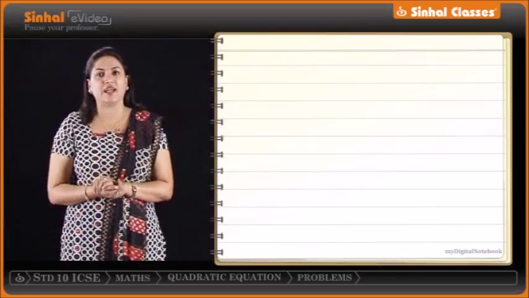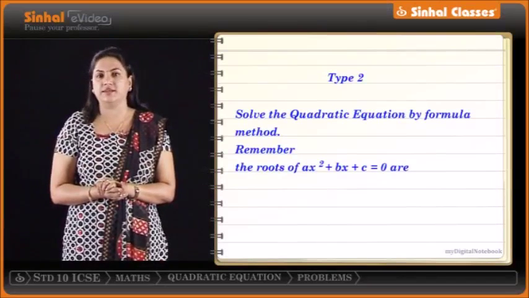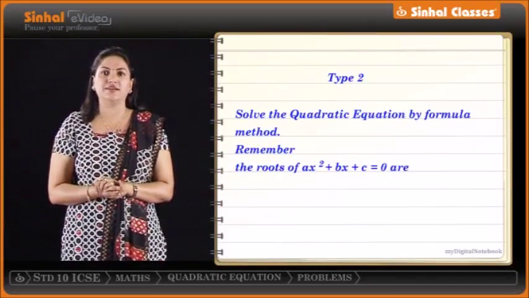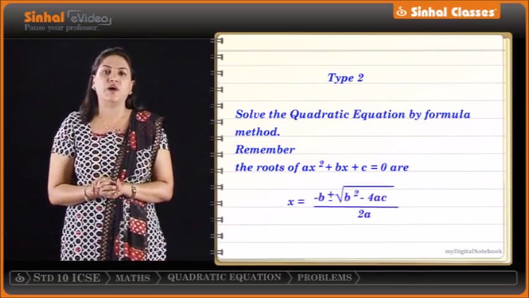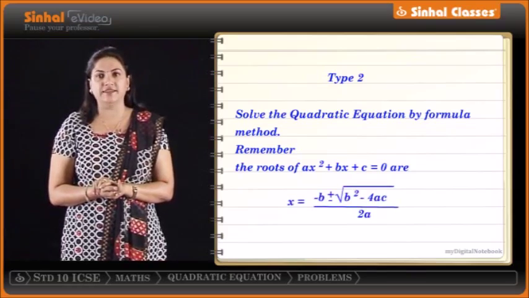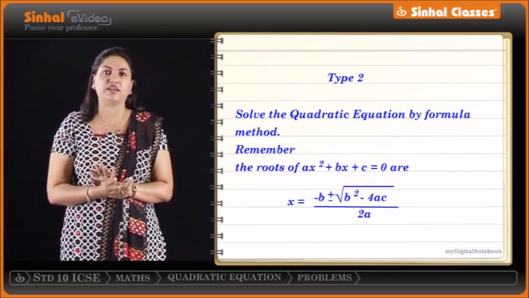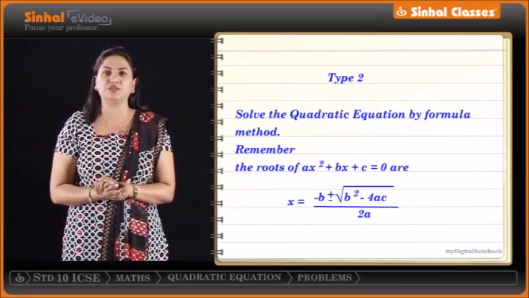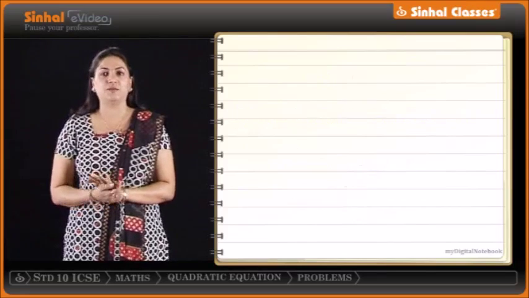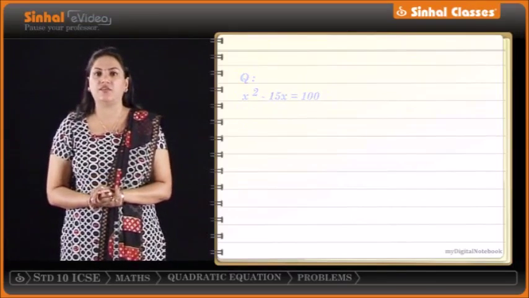Now to the next type, that is solving the quadratic equations by the formula method. You remember the formula? The roots are x is equal to minus b plus or minus root of b square minus 4ac upon 2a, where the standard quadratic equation is ax square plus bx plus c is equal to 0. Now to the next problem, x square minus 15x is equal to 100.